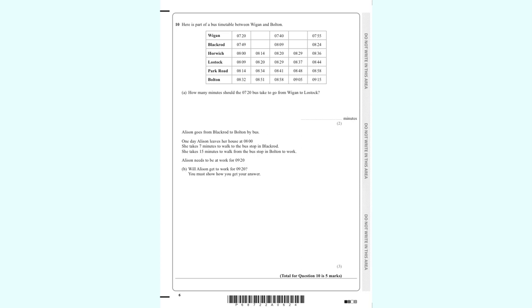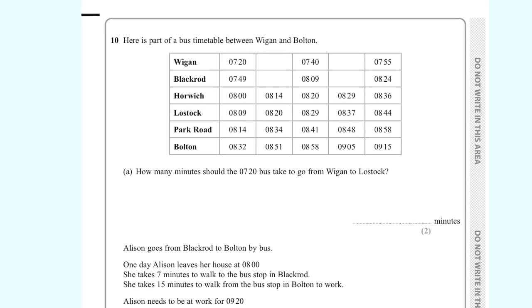Okay, we've got a bus timetable. This is actually quite useful, because you all read bus timetables. Normally they're on apps now, but it's still useful to get an idea of how frequently they're running. Okay, so we've got Wigan and Bolton. It starts at Wigan, and then these are its stops along the way until it gets to Bolton at the bottom.